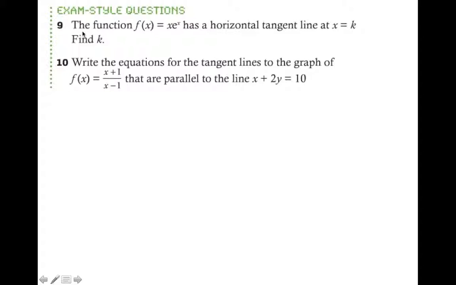So let's look at number 9. The function f of x equals x times e to the x has a horizontal tangent line at x equals k. Find k. All right. This is the main clue.